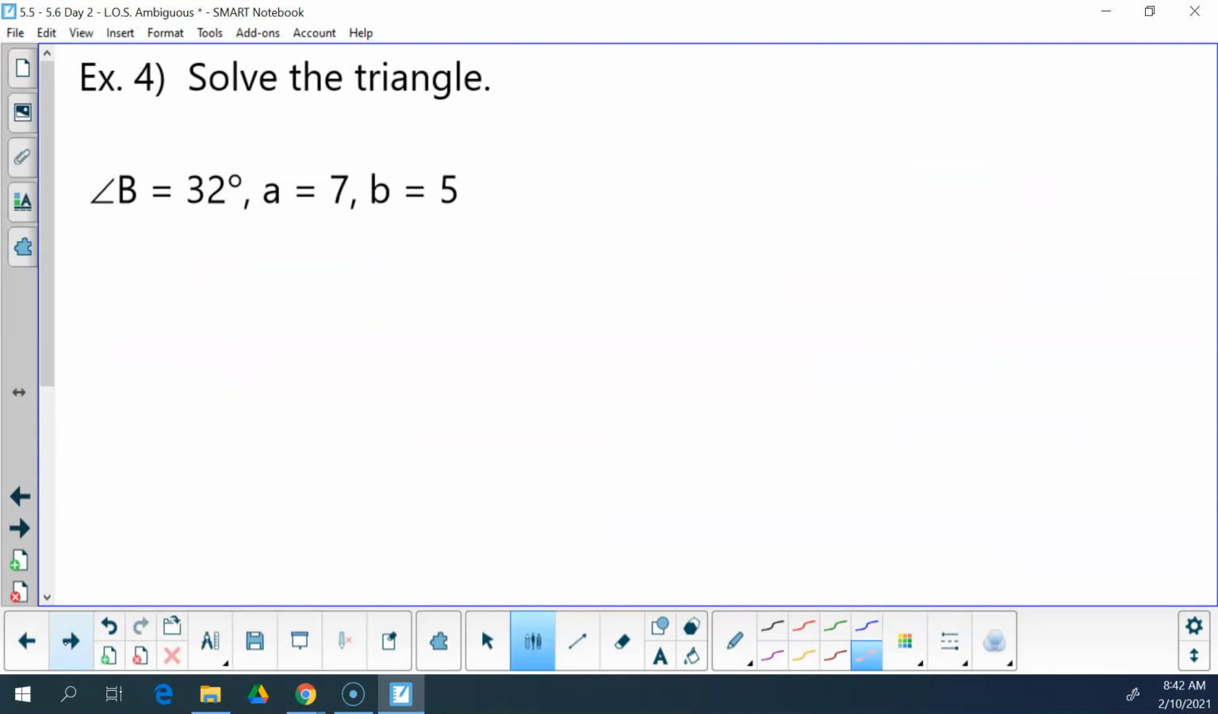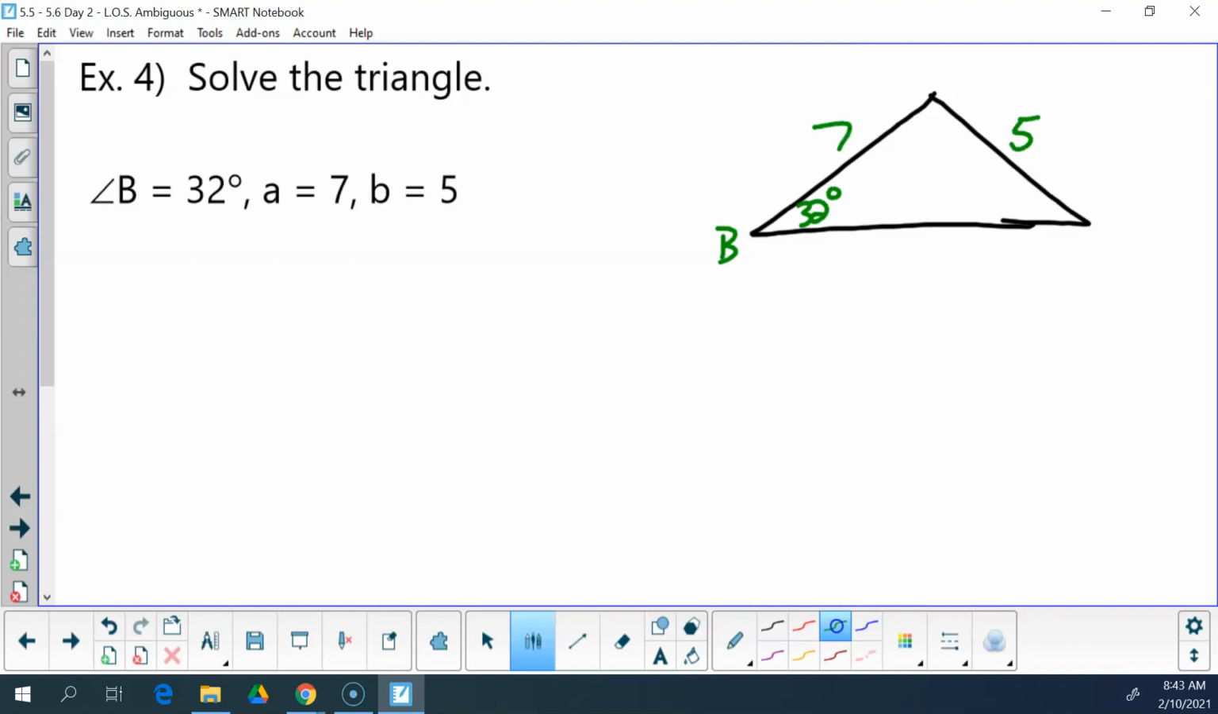Let's try this one. Again, draw yourself a triangle. Angle B now is 32 degrees. Side B is 5. Side A is 7. Okay.